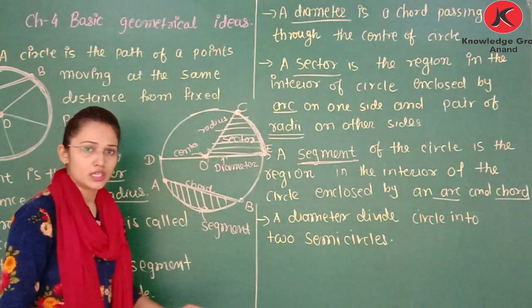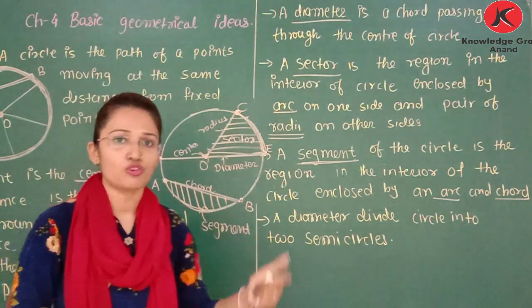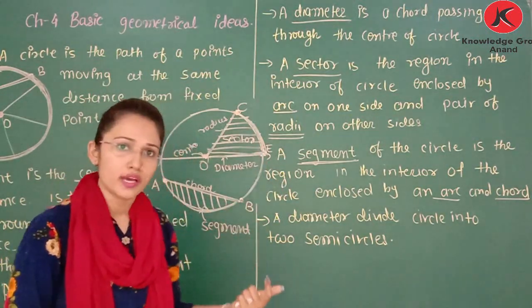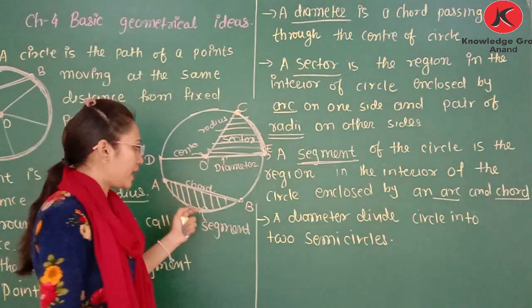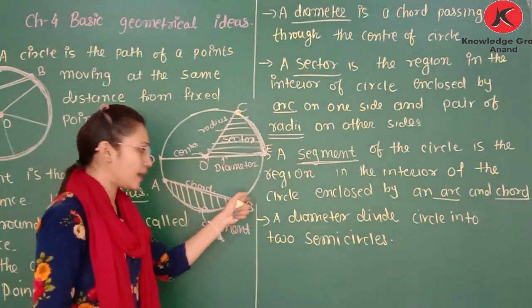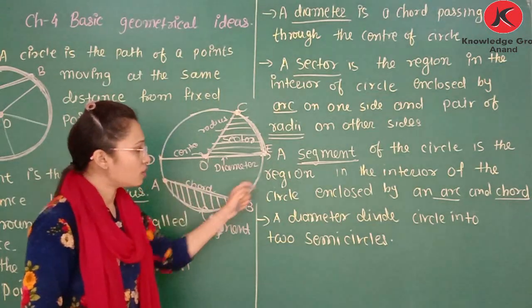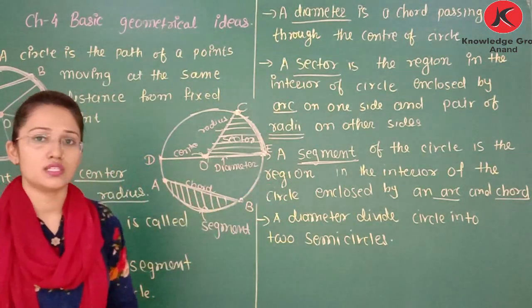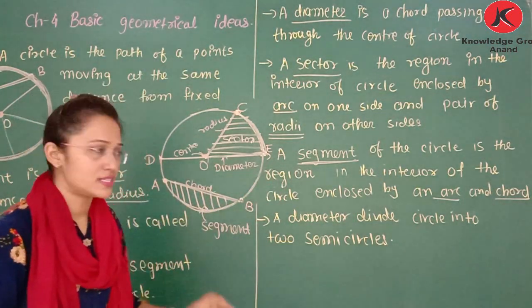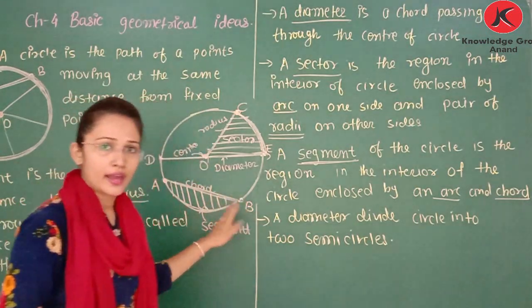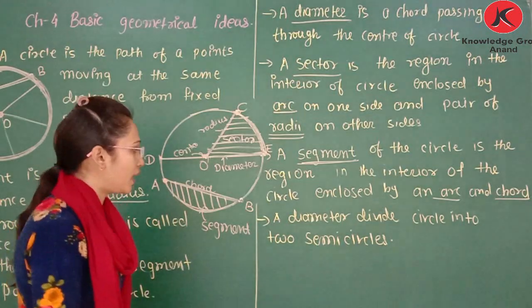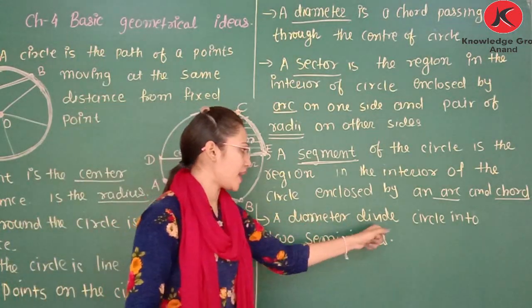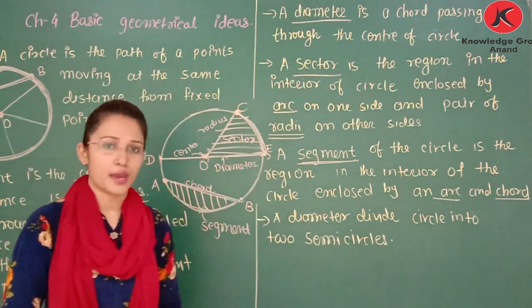Sector is what? It is the region enclosed by arc and 2 radius, that is sector. And segment means what? It is the area enclosed by arc and chord. So segment means it is the interior of circle that is enclosed by arc and chord. And the diameter divides the circle into 2 semicircles.